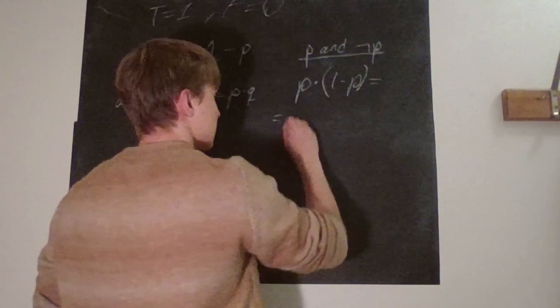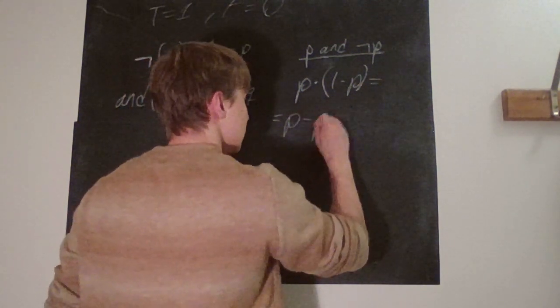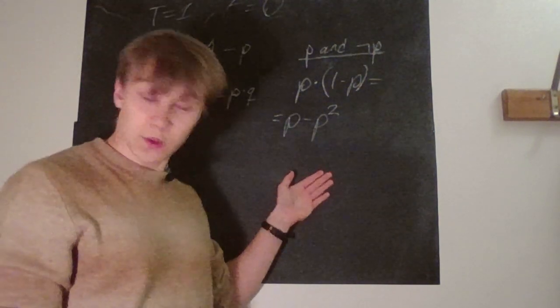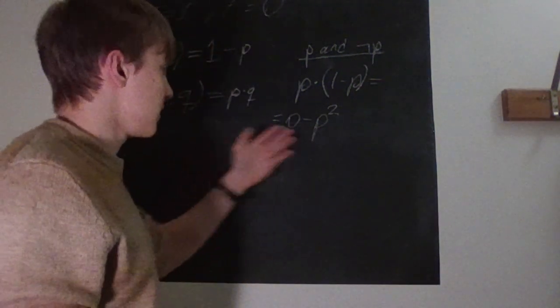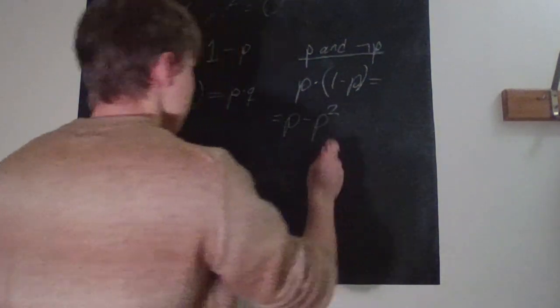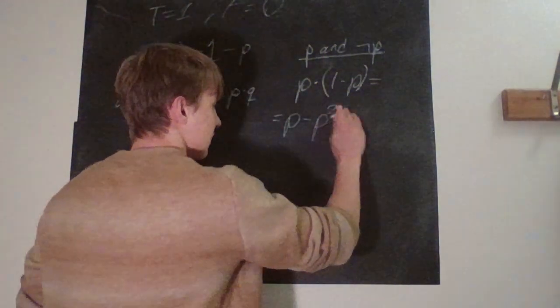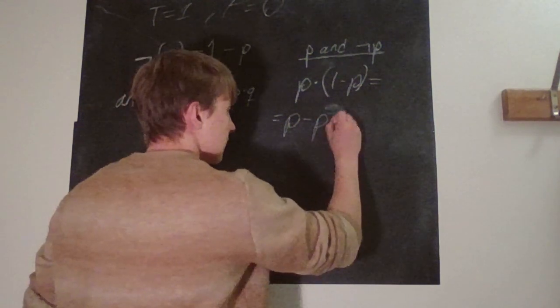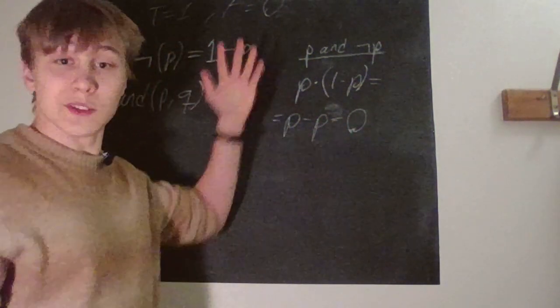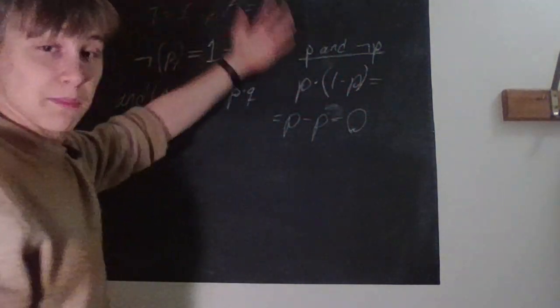What is this? This is p minus p squared. And since p can only be 1 or 0, p squared is just p. So very suitable choice of numbers, yeah? So this just goes away, and then it's p minus p, which is 0, meaning it's false for all possible p's, which makes perfect sense.